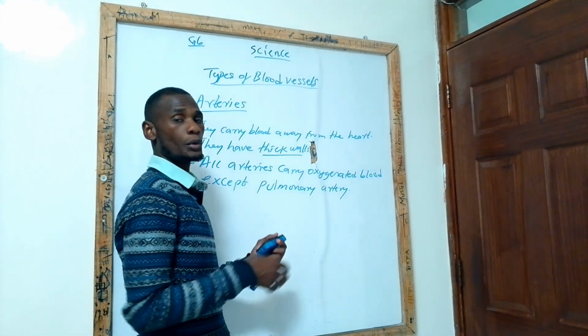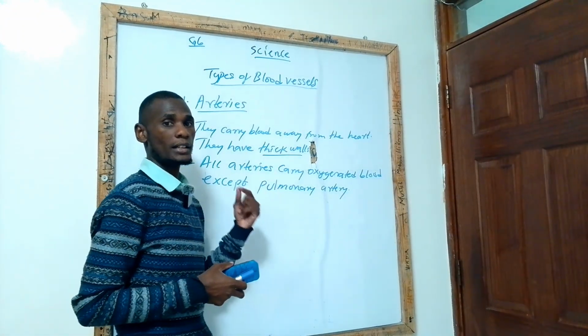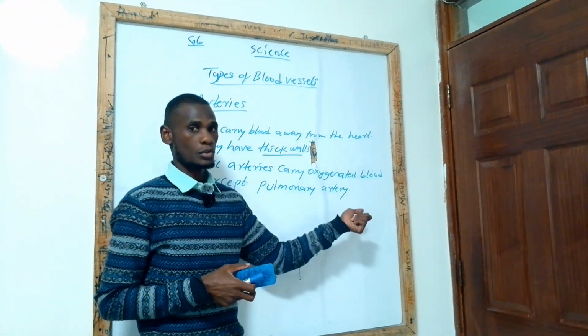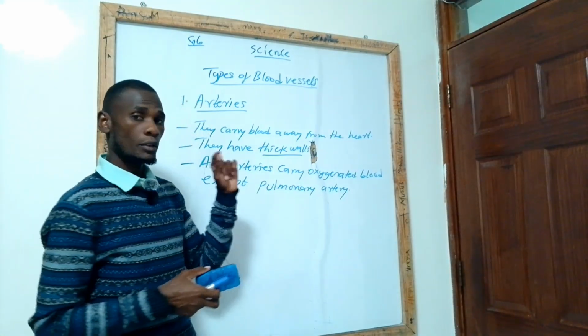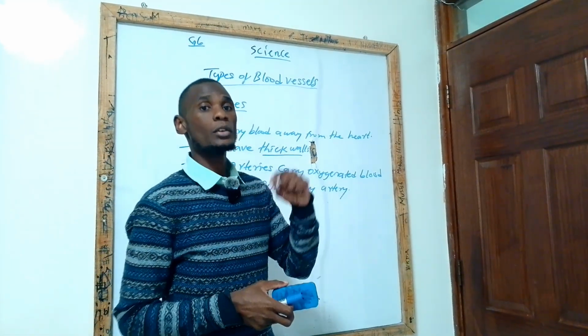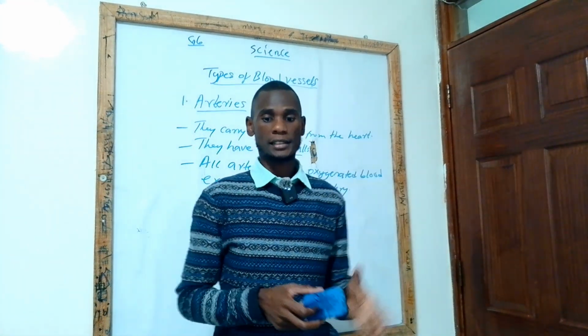So sometimes when you are asked to state the characteristics of arteries, don't just say all arteries carry oxygenated blood, then full stop. No, not all of them. There is this one, pulmonary artery, that carries deoxygenated blood from the heart to the lungs.